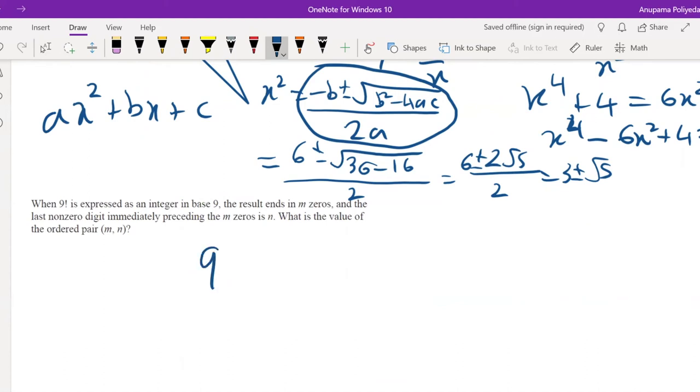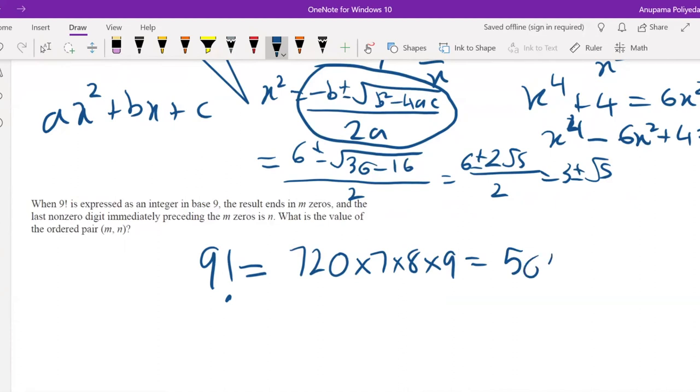So 9 factorial is, you need to know up to 6 factorial for MATHCOUNTS minimum, that's 720. And then we have 7 times 8 times 9. So since a calculator isn't allowed in a sprint round, you're going to have to be clever with what arithmetic you choose to do. So 7 times 720 is 5040. And then you can do 5040 times 72. And you get 362880.